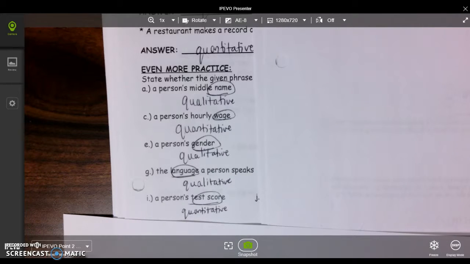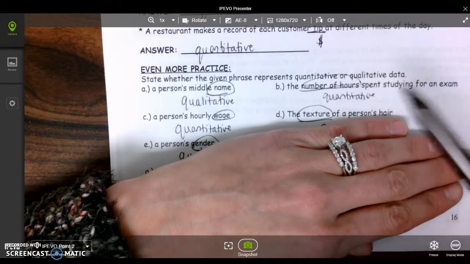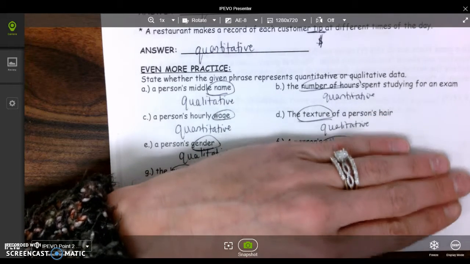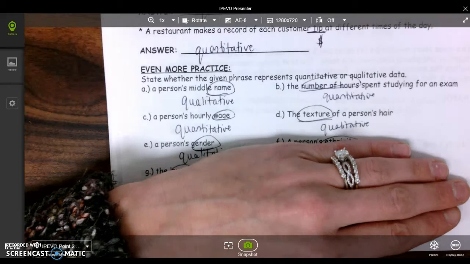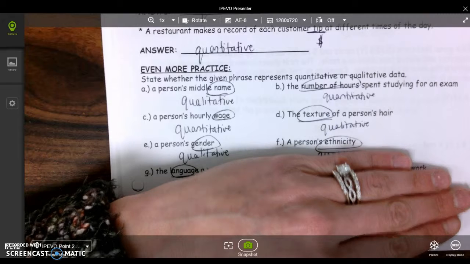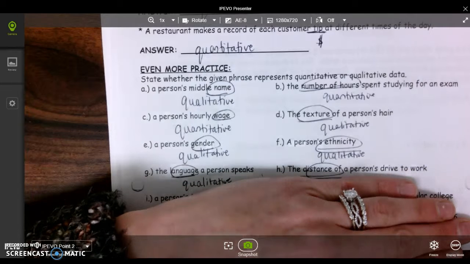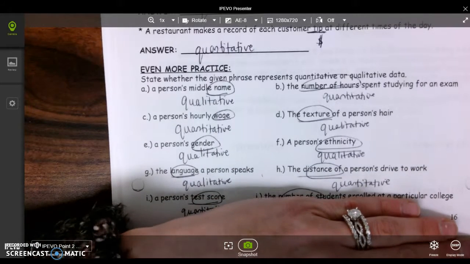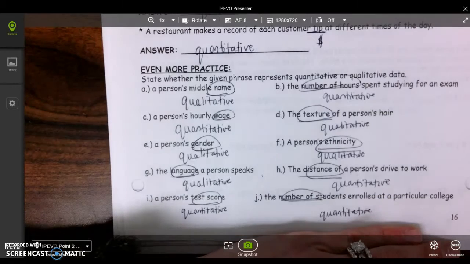On the right-hand side for B, number of hours, we're talking quantitative because it's number, it's not words. For D, the texture of a person's hair would be qualitative because we're talking about describing something in terms of words. A person's ethnicity, that's their background, what they're made up of, their origin, and that would be qualitative, not quantitative. You're not using numbers. The distance a person travels to work would be quantitative because we're talking about distance, which would be described as a number. The number of students enrolled at a particular college, again, we're talking numbers, so quantitative.